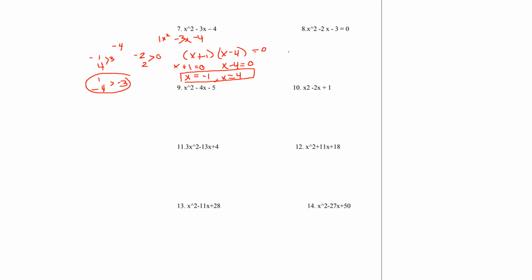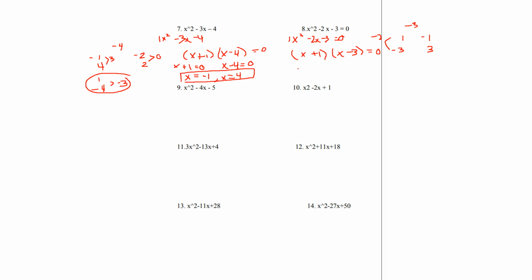Number 8 is similar as well. The leading coefficient is 1, so it's a lot simpler. And here, 1 times -3 is -3. So we're trying to find the factors of -3 that add up to -2. The factors of -3 are just +1 times -3 or -1 times 3. And +1 plus -3 is -2. So that's the one we use. So to factor, it's x plus 1 because it's positive, times x minus 3 because it's negative.